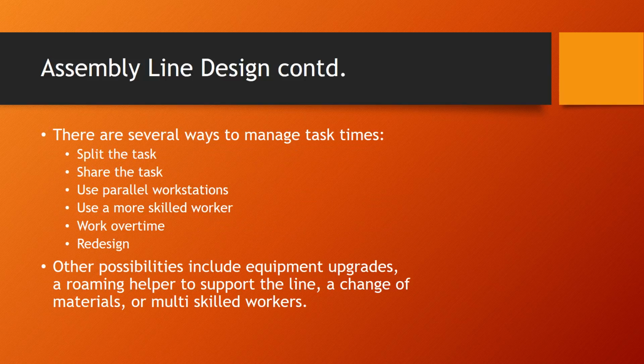Because the longest required task time is often the shortest possible workstation cycle time, time management for tasks is very important. Solutions include splitting the task so that complete units are processed in two workstations, sharing the task so that an adjacent workstation does part of the work, assigning the task to two workstations simultaneously, using a faster worker, working overtime, or redesigning the product to reduce task time. Other possibilities include equipment upgrades, a roaming helper to support the line, a change in materials, or multi-skilled workers.